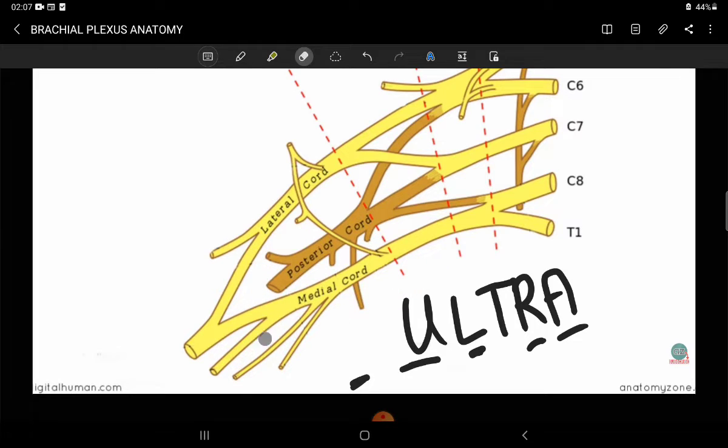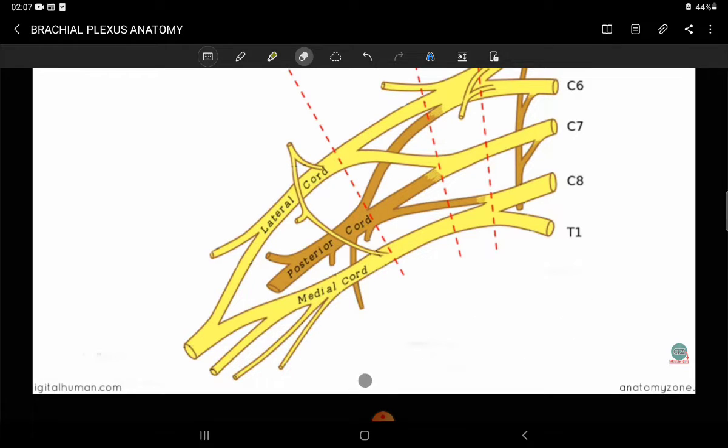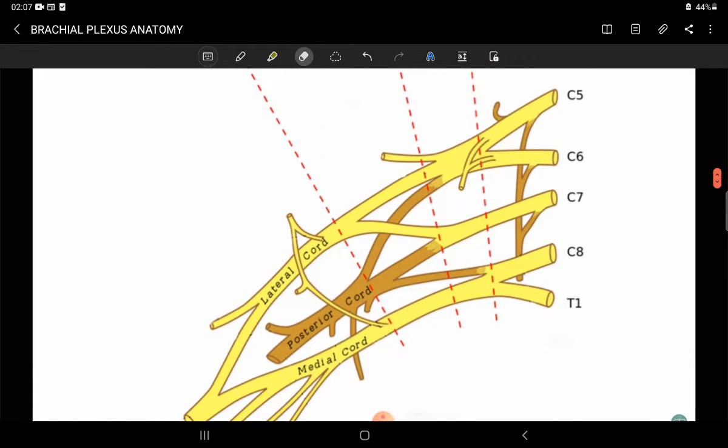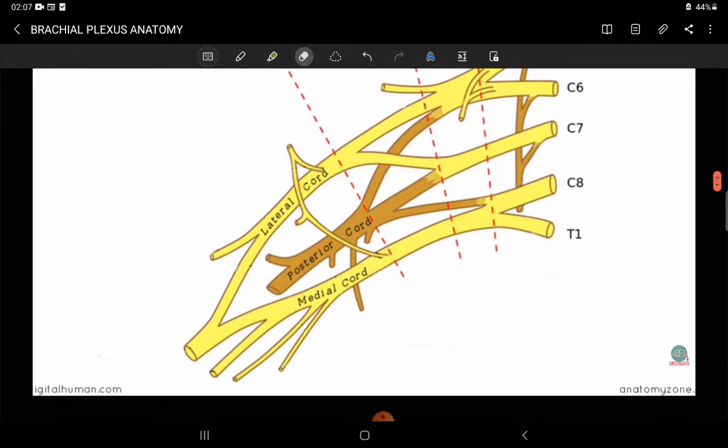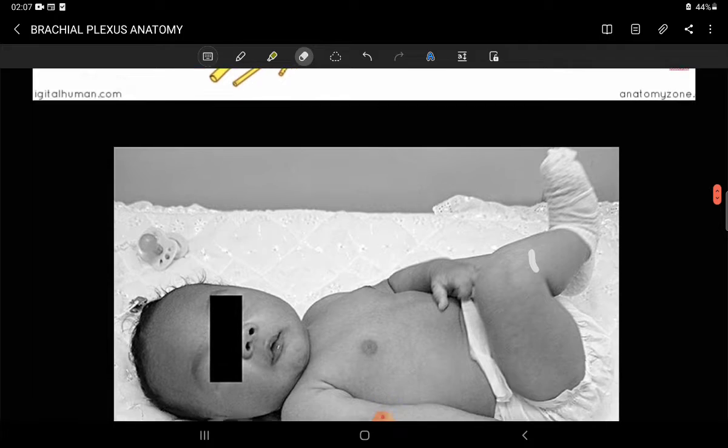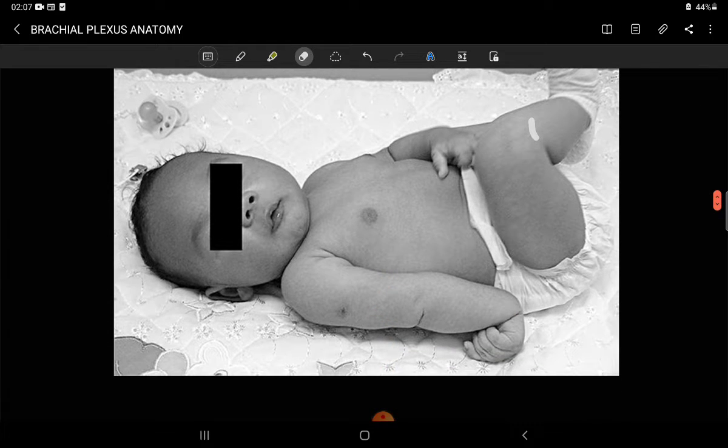So you don't even have to remember each and every nerve. The important ones are enough for remembering. Okay, so as you can see, this diagram can easily help you remember the brachial plexus anatomy. Now, how it correlates with our case. So what is our case? Our case is Erb's palsy.